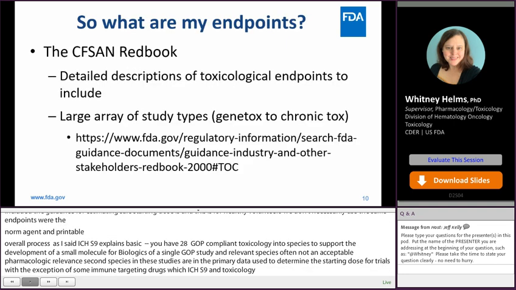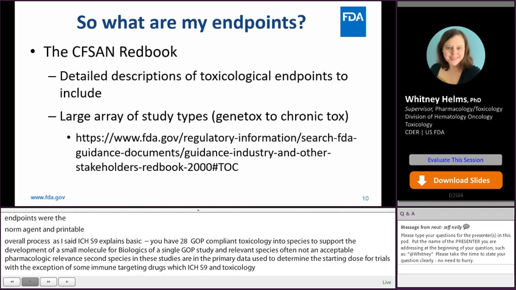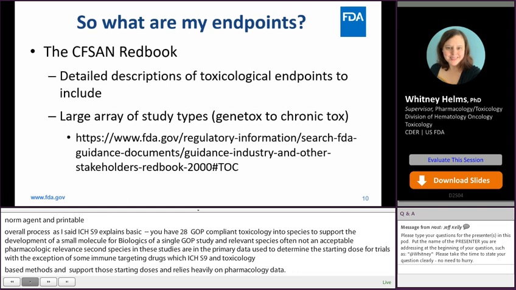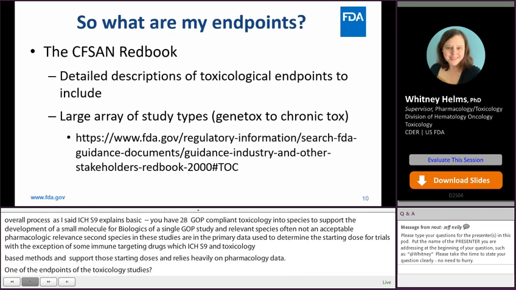So what are the endpoints in these toxicology studies? Well, a good place to start is the CDER Red Book. It gives some detailed descriptions of toxicological endpoints to include, and it has a large array of study types. It ranges from gene tox to chronic tox. And I have this link included here.